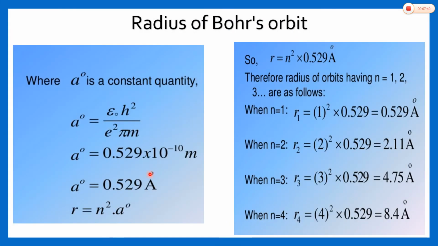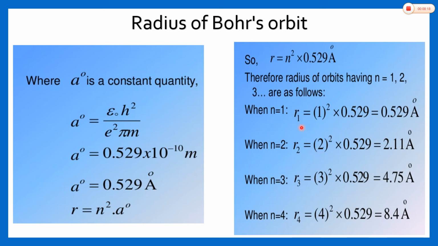See here, a to the power 0, that is the constant epsilon 0 h square upon pi m e square. When we put all the constant values here, we get a to the power 0 is equal to 0.529 into 10 to the power minus 10 meter or 0.529 angstrom unit. This is the radius of the first Bohr orbit. And we get the equation r is equal to n square into the radius of first Bohr orbit, a to the power 0. Thus for the orbits having n is equal to 1, 2, 3, we can calculate.